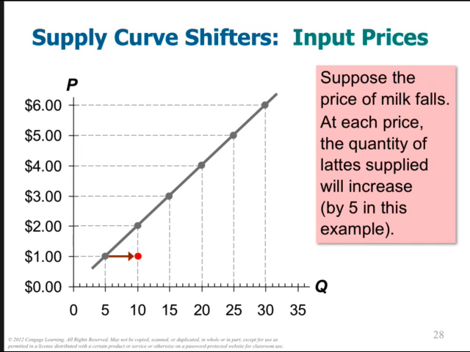So it's now cheaper for Starbucks and Jitters to make their lattes, so now they're willing to sell more at the same prices. Where before milk went down in price, they were only selling 5 lattes for $1. Now they'll go ahead and they'll sell 10 lattes for $1. So if the input prices fall, supply increases. If input prices increase, supply will decrease.